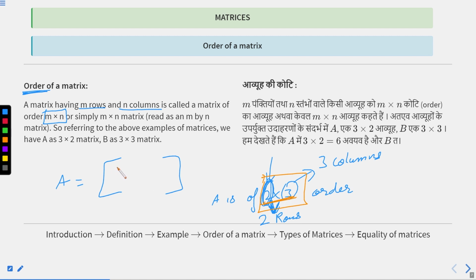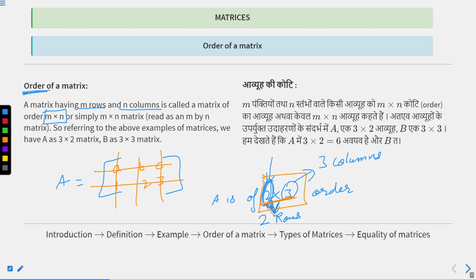So you must have 2 rows. Entries are not given to you, you can put anything. So a, b, and 3 columns, so this means c and 1, 2, 3 like this. As you can see, 2 rows but 3 columns. Okay, clear? So this is what we mean by row and column and order of a matrix.